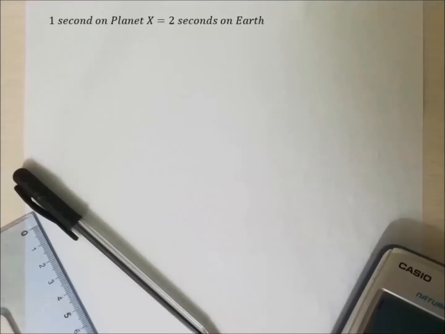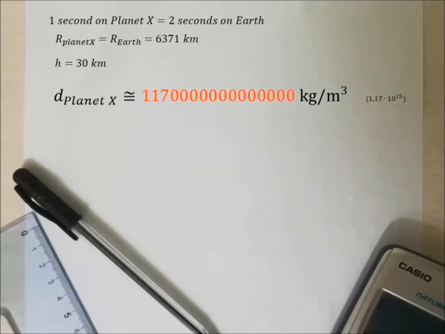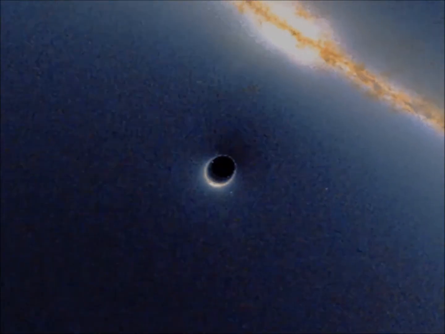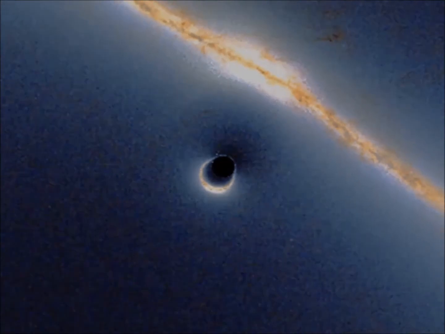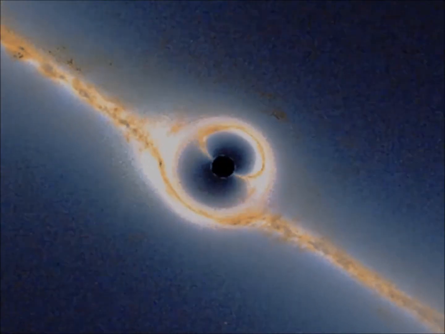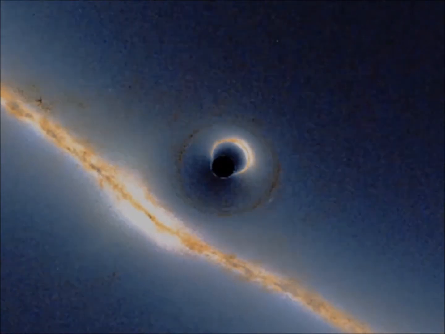If you wonder when a second on planet X is equal to 2 seconds on Earth, consider that they have the same radius and that the object is 30 kilometers away. This planet should have a density of about 1.17 quadrillion kg per cubic meter, while Earth has only a density of 5,510 kg per cubic meter. The only bodies capable of having such densities are black holes, where the space-time curvature caused by the enormous gravitational field could potentially stop time.